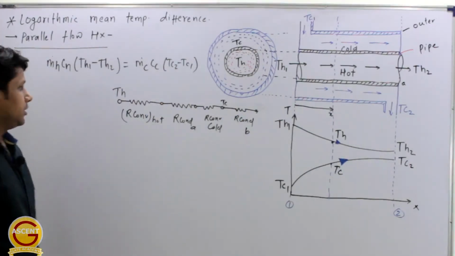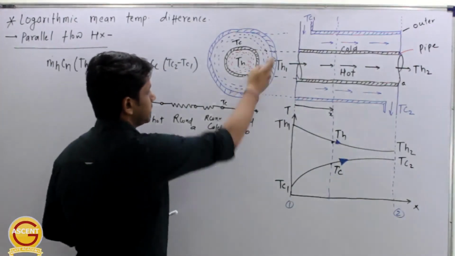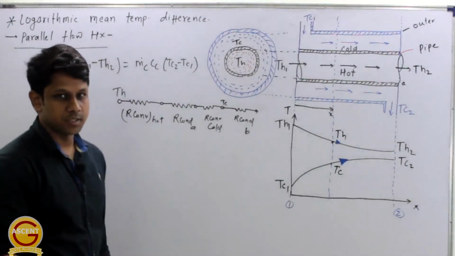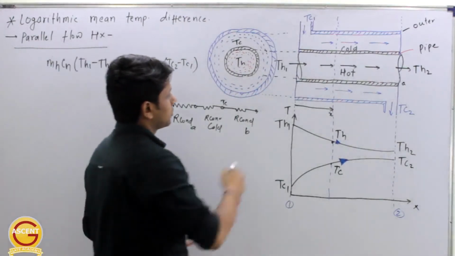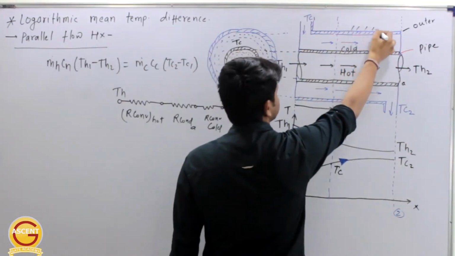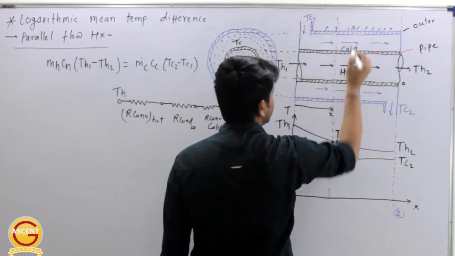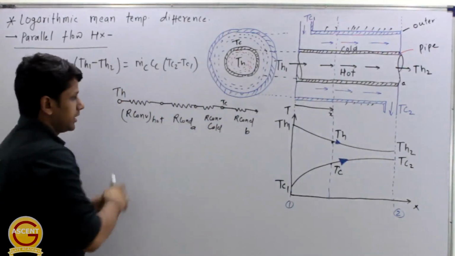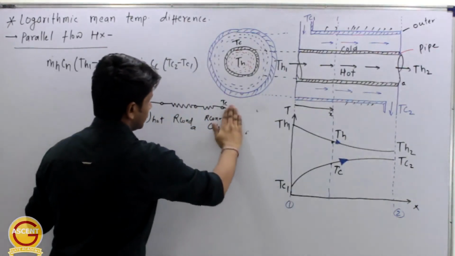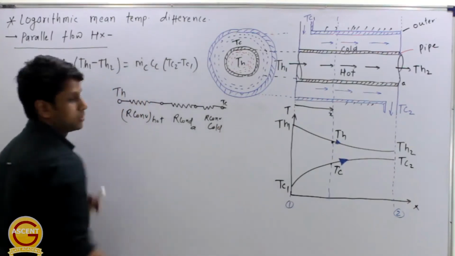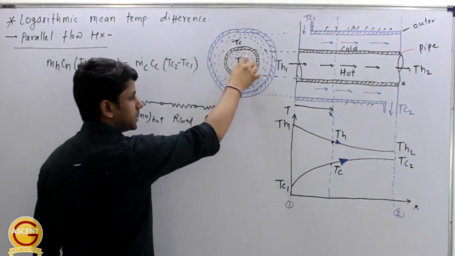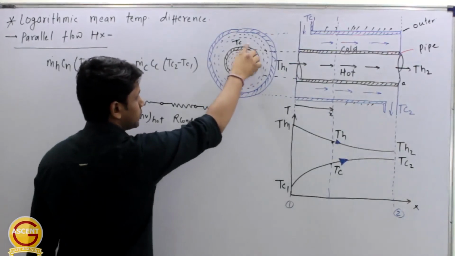Now if you neglect the conduction in the outer surface, because there is no heat loss to the surrounding, the outer surface will be insulated. So we can say the heat transfer is occurring in this much only, right? Because this heat will get transferred from the inner hot fluid to the cold fluid.